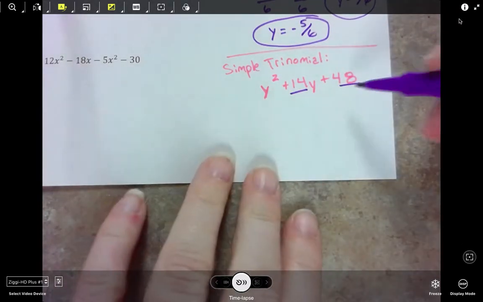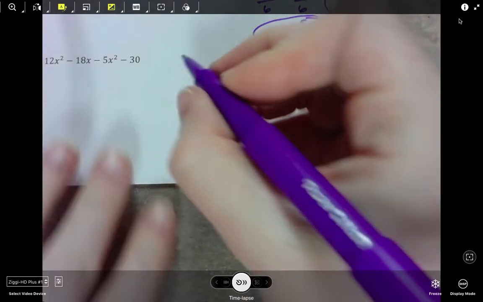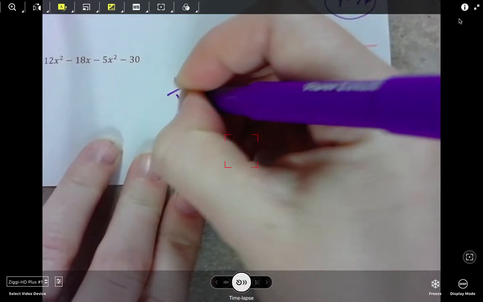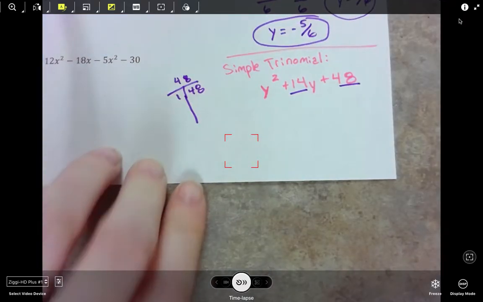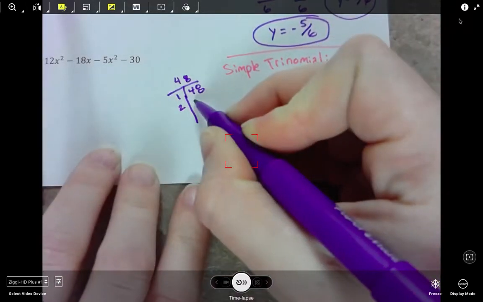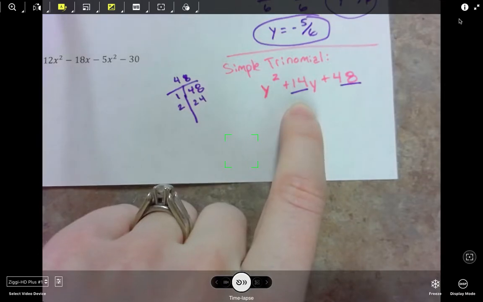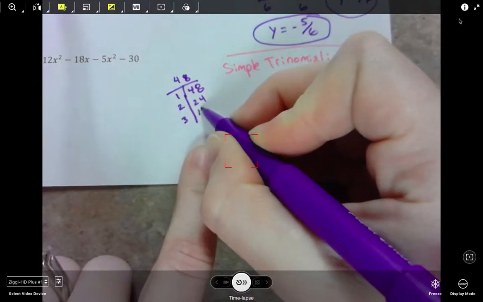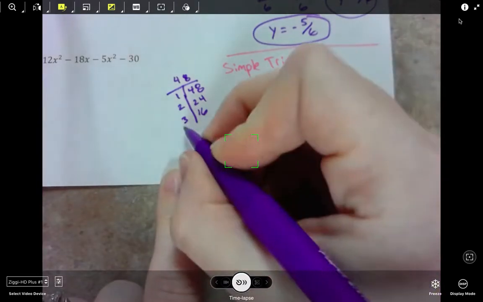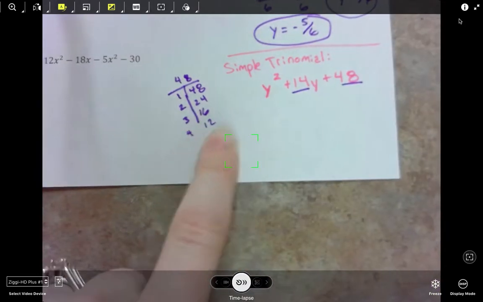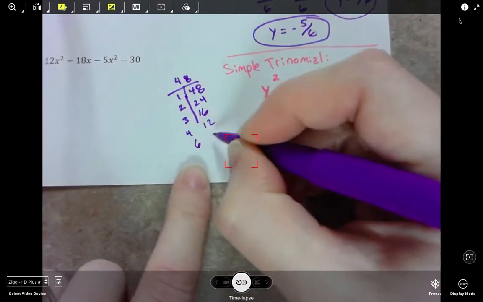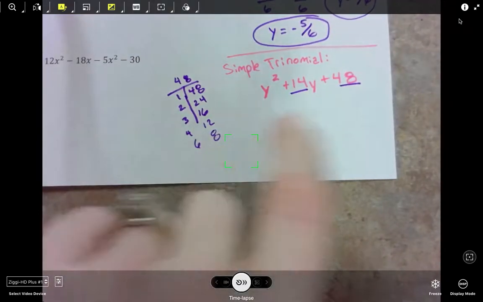Okay, so we're trying to figure out things that multiply together to give me 48. If you cannot think of them, I just write them in a box. 1 times 48 will give me 48, but I can't add those together to give me 14. So let's think of something else. 2 and 24, those don't add up to be 14 though. 3 and 16, nope, that doesn't quite make 14. 4 and 12, nope, don't quite make 14. 5 doesn't go into 48. 6 and 8. That's what it is. 6 plus 8 will give me 14.